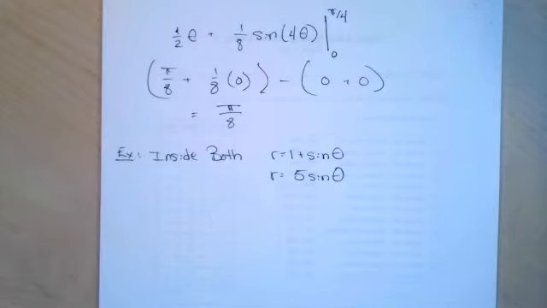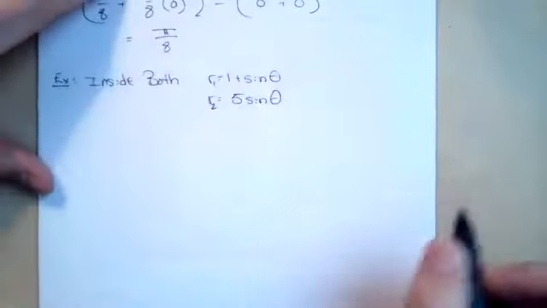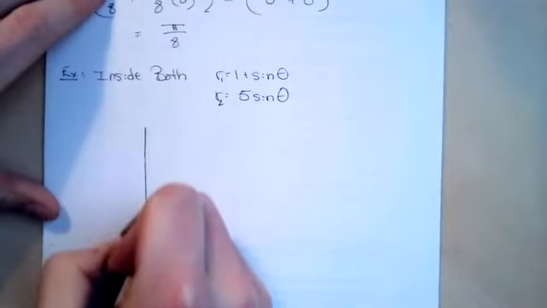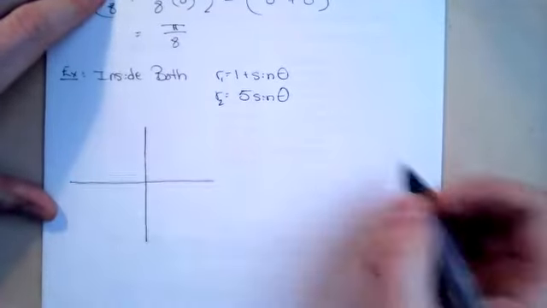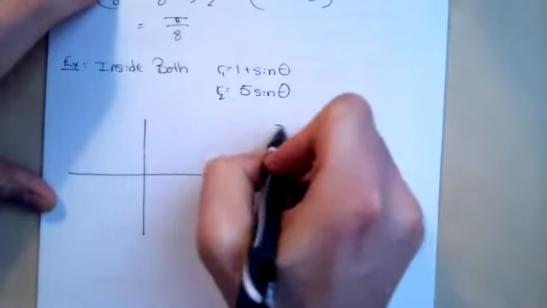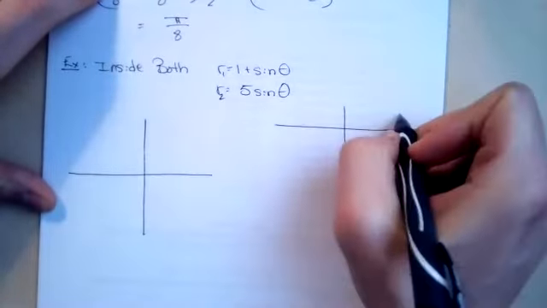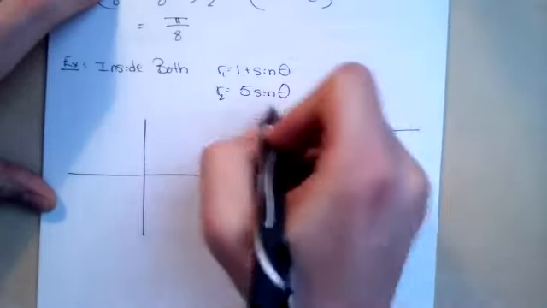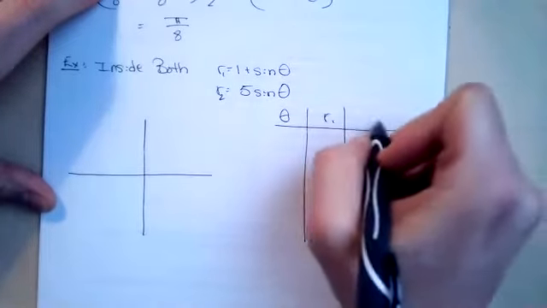With polar coordinates, because things are defined by theta, you always want to imagine them wrapping around the center. There's always going to be a clear inside and outside. So inside, we mean closer to the origin, outside, away from the origin. We're going to have some graphing to do. Let's call these R1 and R2. So here's our theta, our R1, our R2.